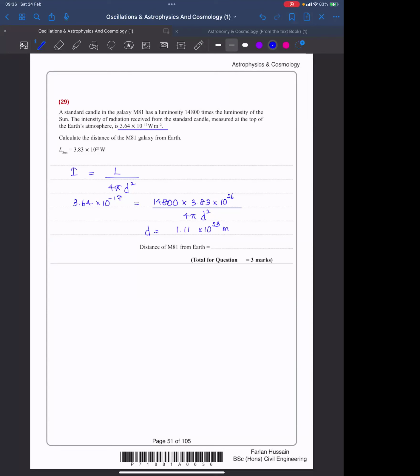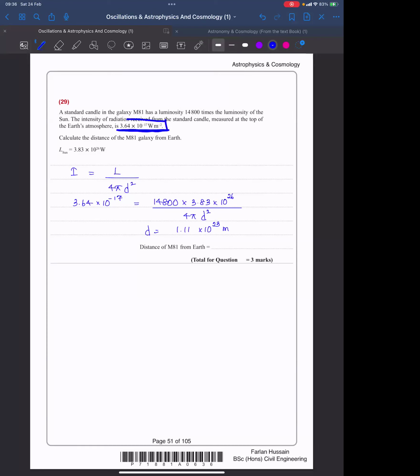If you go check question number 29, it is a calculation of that, right? The same question calculation. A standard candle in the near galaxy M81 has a luminosity of 14,800 times the luminosity of the sun. Read the question carefully. The intensity of the radiation received from the standard candle is measured at the top of the Earth's atmosphere.